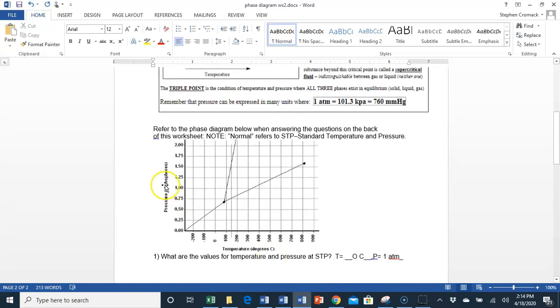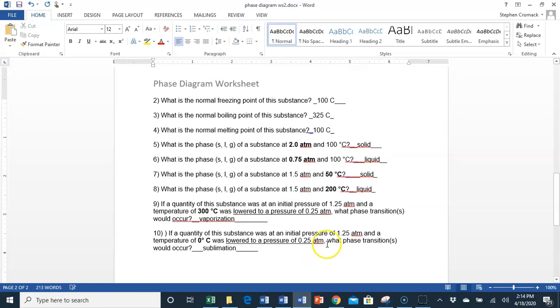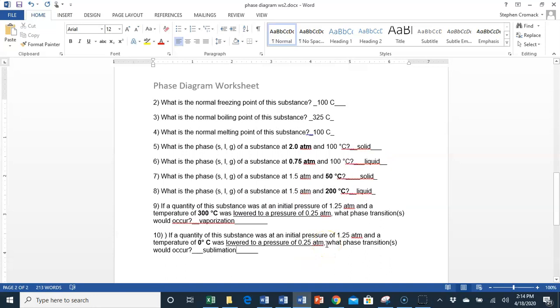And last question is if you have a quantity that's 1.25 atmospheres, a temperature of 0, and then we lower the pressure. So 1.25 atmospheres and 0. Now we're going to lower the pressure to 0.25, but this line, this is the solid, this is the gas. So when we go across this line, we're going to go solid to gas, which is sublimation. That's what dry ice is. So sublimation. So here's a good review of yesterday's assignment.